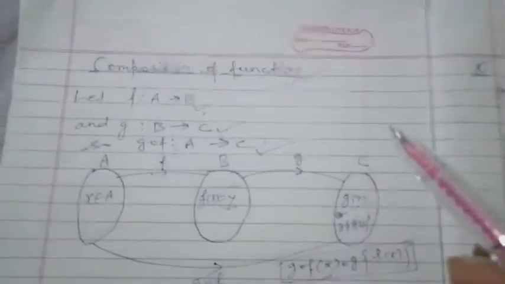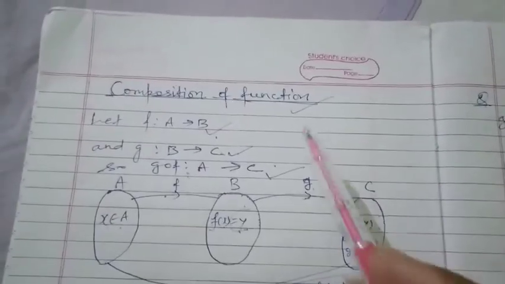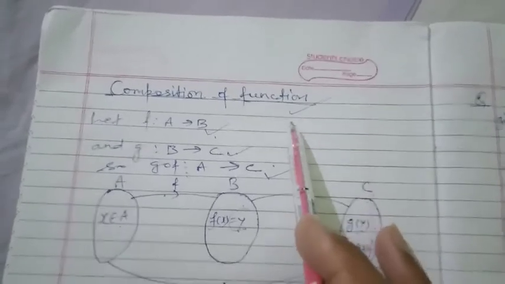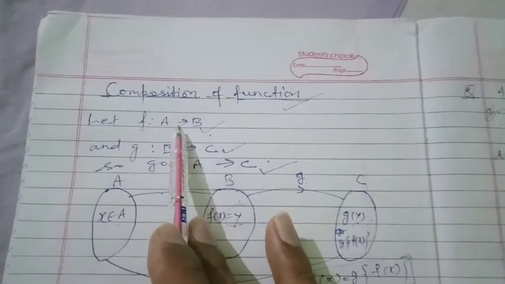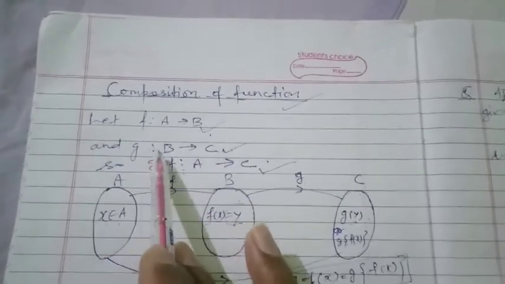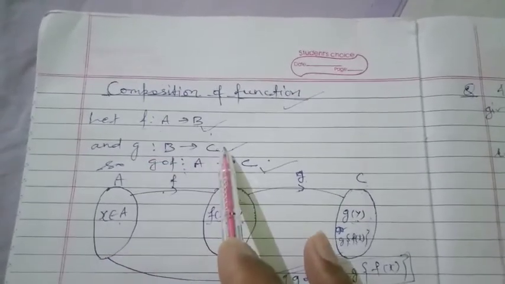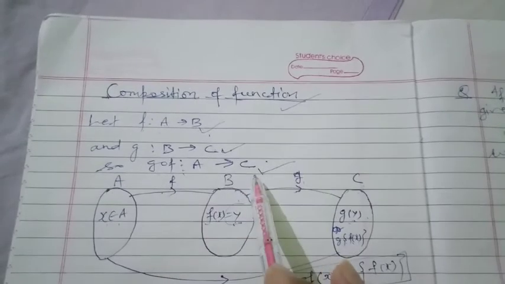This video will discuss the topic composition of function. Okay, so we have to consider two sets. Let f be a function defined from set A to set B, and g be a function defined from B to C. So gof function will be defined from A to C.